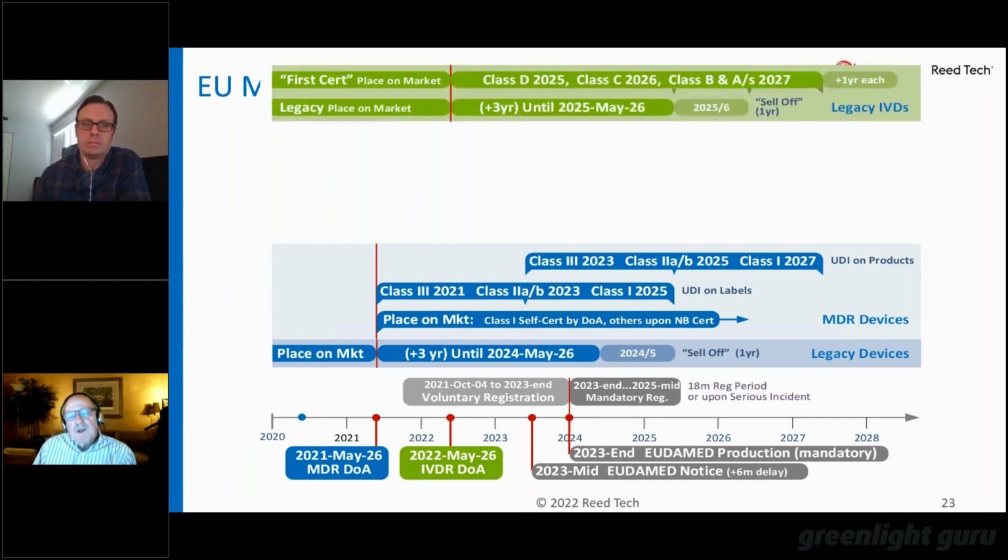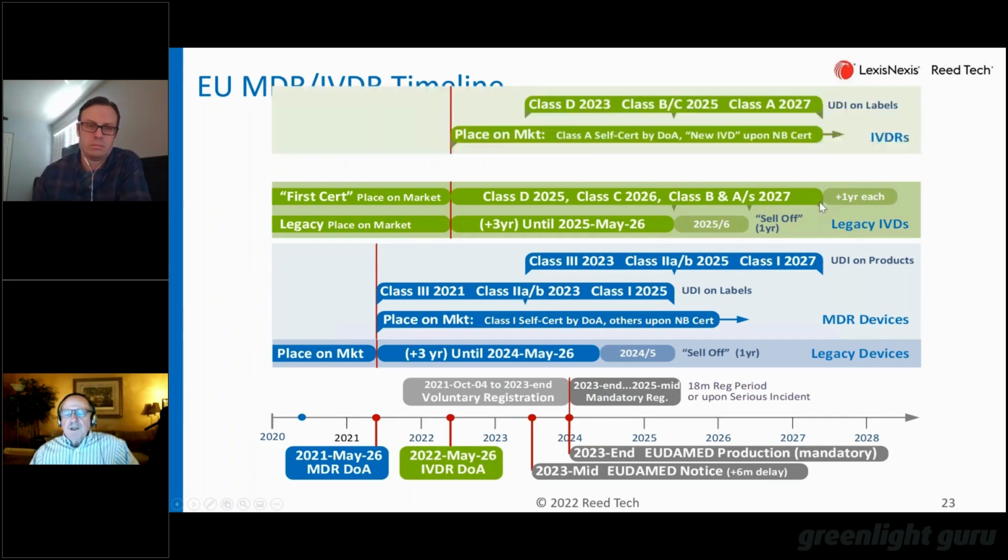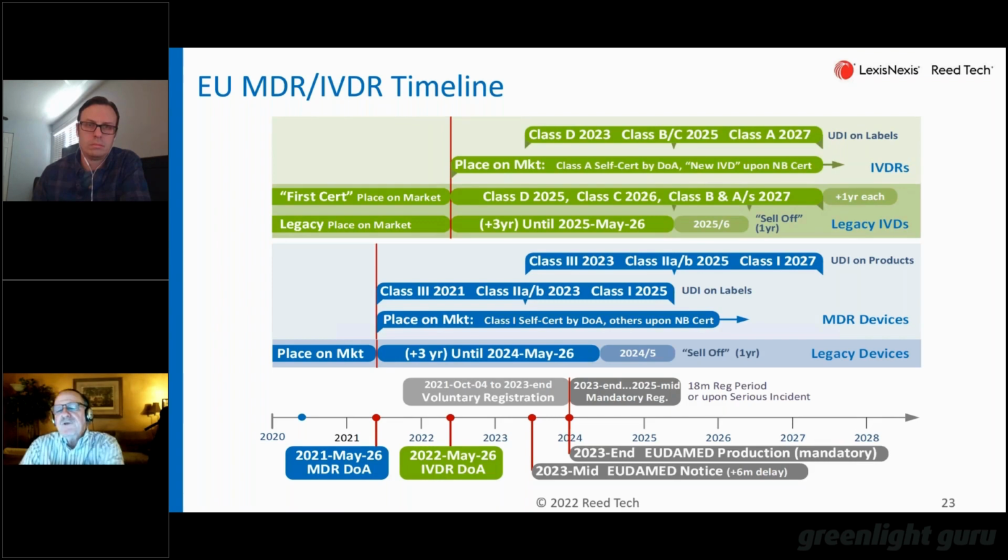Now, we don't have time, but there is a similar discussion for in vitro diagnostics legacy devices. I alluded earlier to the recent amendment that puts some times in place that extended the lifespan of the Class D, C, B, and A devices. So they're way out here, 2025, 2026, and 2027. If you comply with the IVDR regulation, then it's a similar discussion as what we had before. The self-certification needs to be done as of the date of application, and then there's some schedule for placing UDI on the label itself.